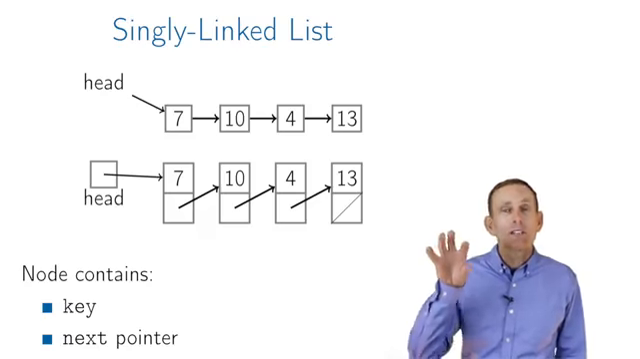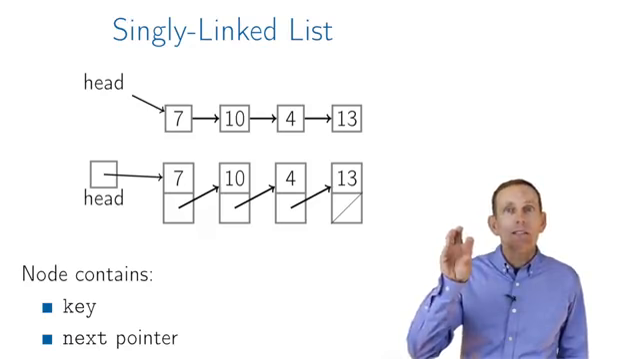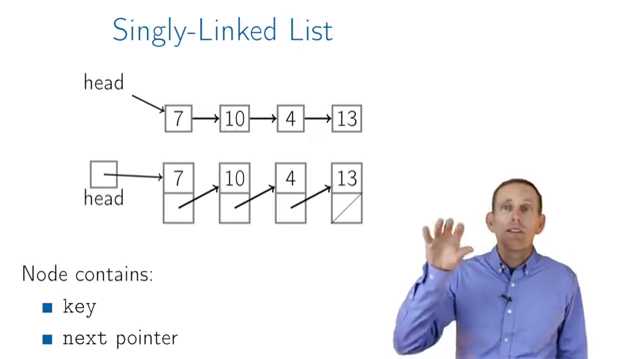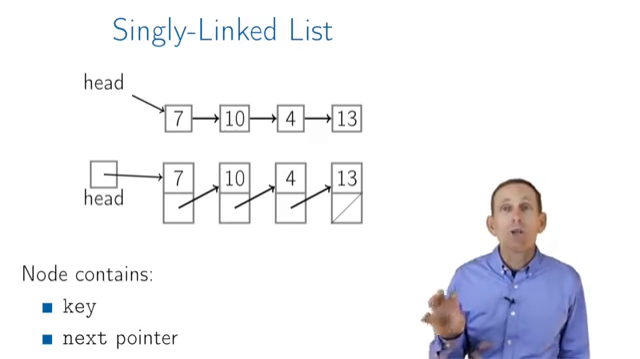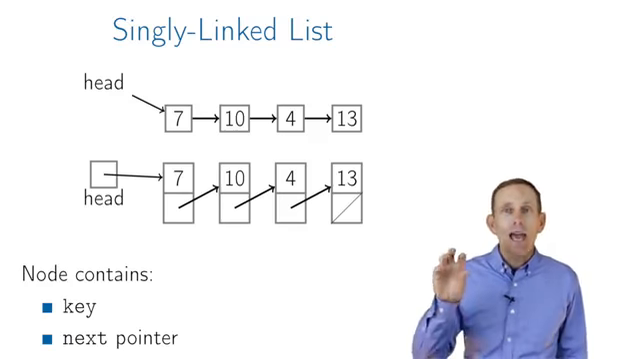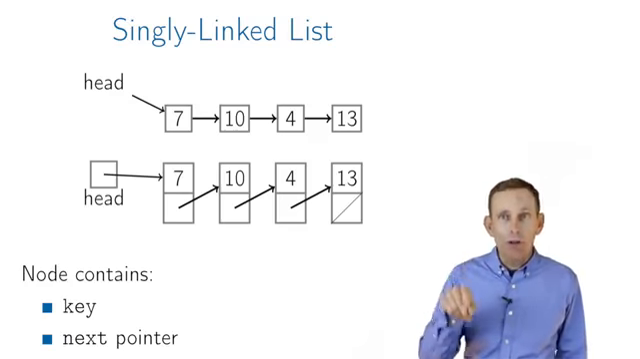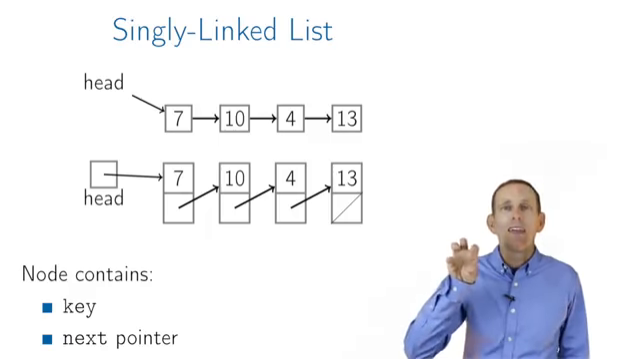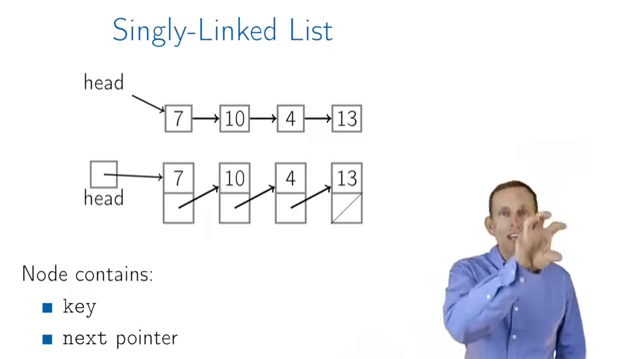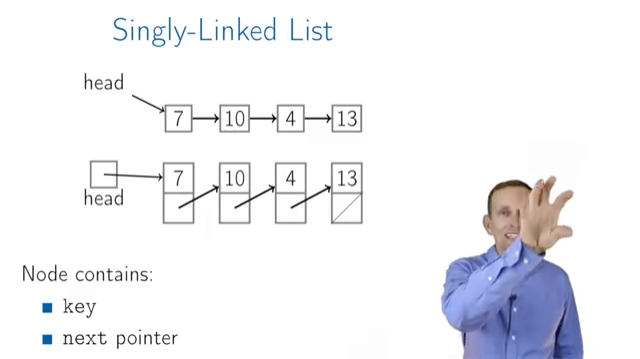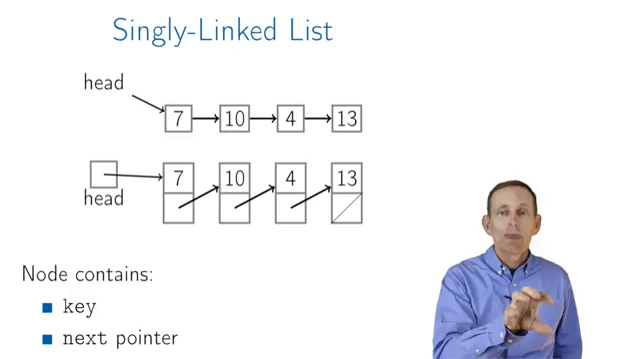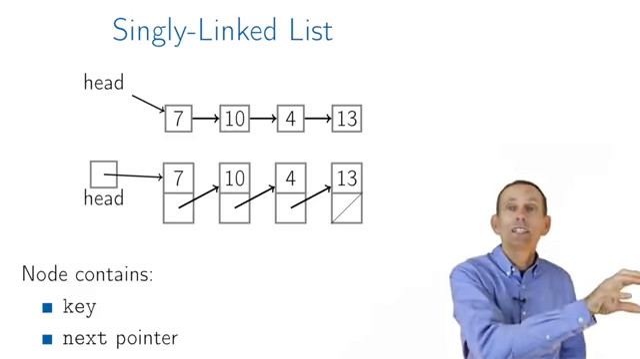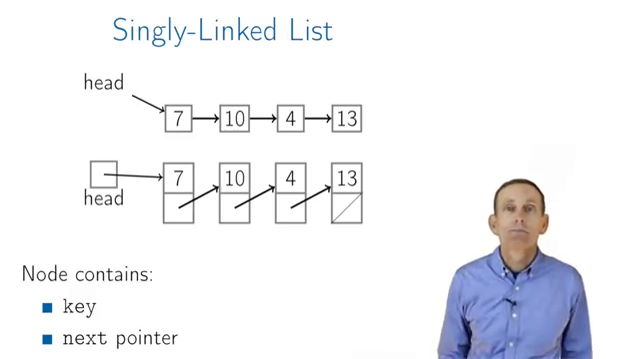How this actually works is that a node contains a key, which in this case is these integers, and a next pointer. The diagram below shows more detail of what's going on. Head is a pointer that points to a node, and that node contains two elements: the value 7, and a pointer that points off to the next node that contains a key 10, and a pointer that points off to the next node 4, which points off to the next node 13. 13's next pointer is just nil.